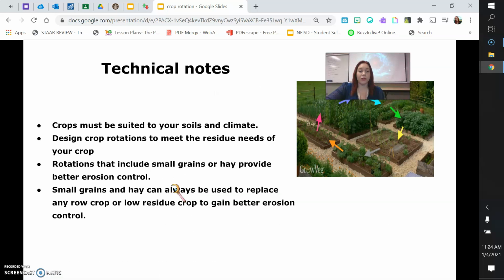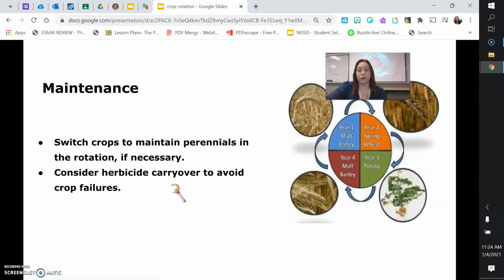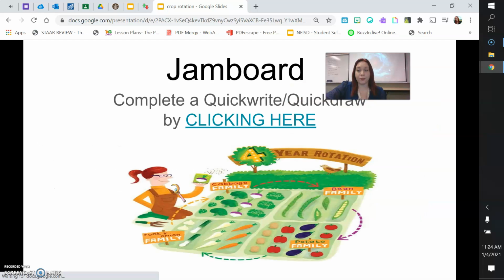So some technical notes. The crops that you're growing have to be suited for your climate and soil, which is why we always use the Texas A&M planting guide. You're going to want to design the crop rotations to meet your crop's needs. Sometimes you're going to want to include some small grains, and they help with erosion. They help control erosion, which is the moving away of the soil. So make sure that you're switching crops to maintain perennials in the rotation if necessary, and then consider that those herbicides may carry over. So be careful with that if you want to avoid your crop failure.